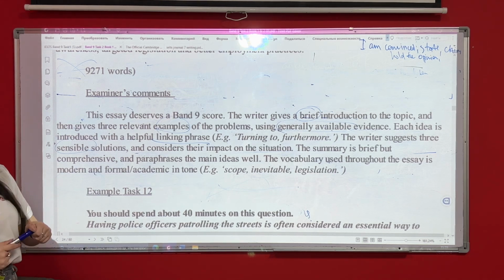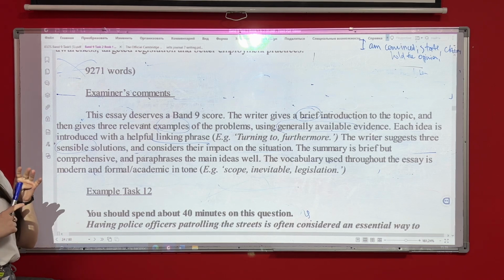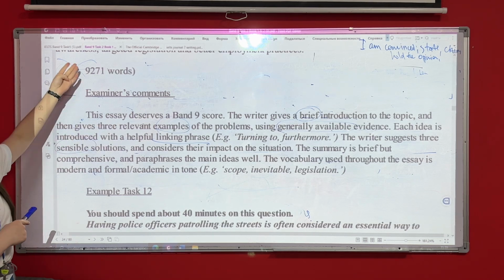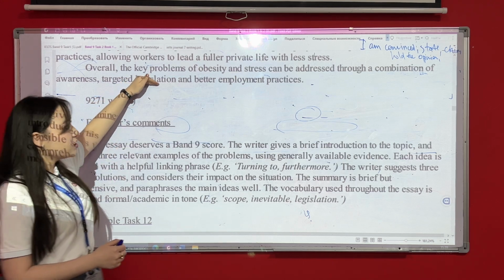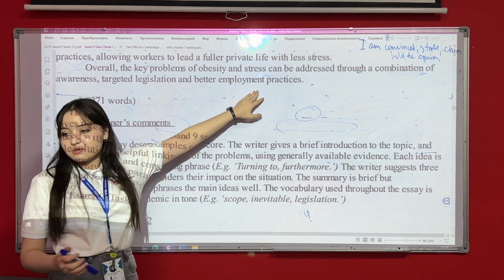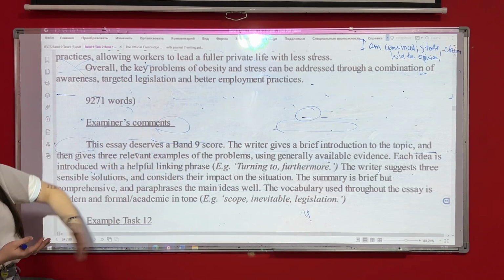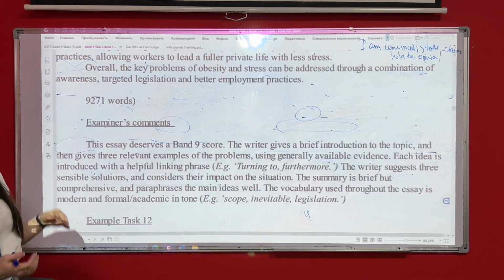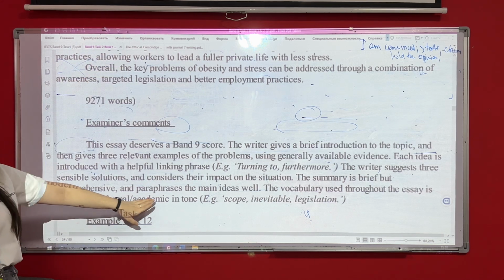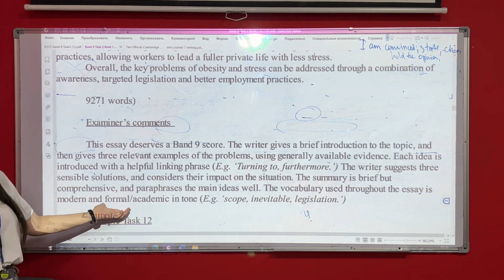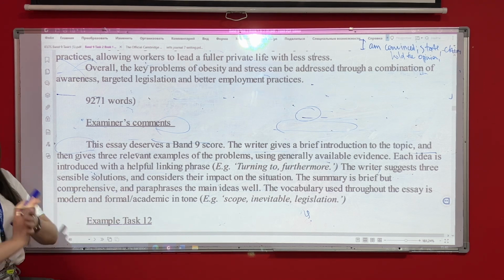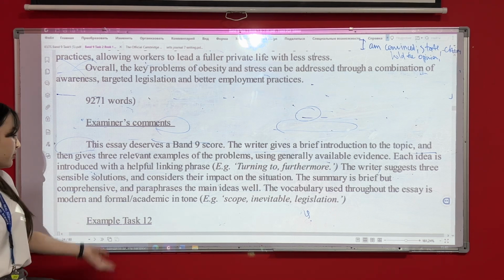So the paraphrase of the main ideas, first of all, it was about raising awareness. They should take a combination of awareness, legislation and better employment practices, right? So they paraphrased all that they mentioned above, right? Okay, and then the vocabulary used throughout the essay is modern and formal. So it means that you have to use formal and academic vocabulary in your writing.